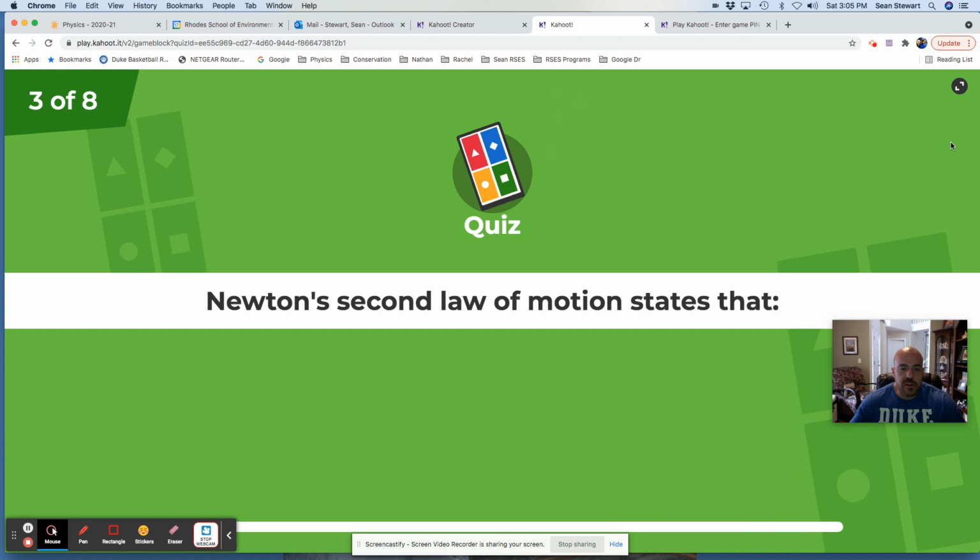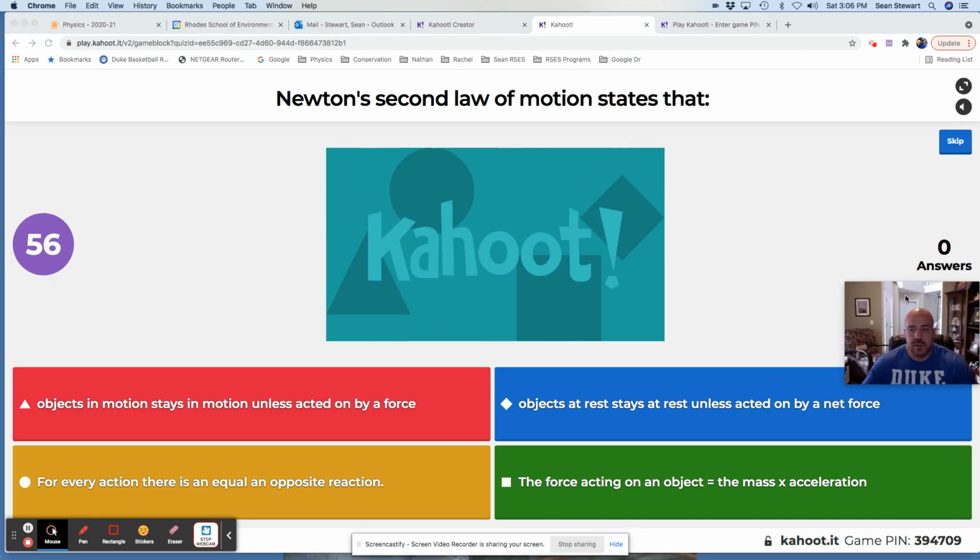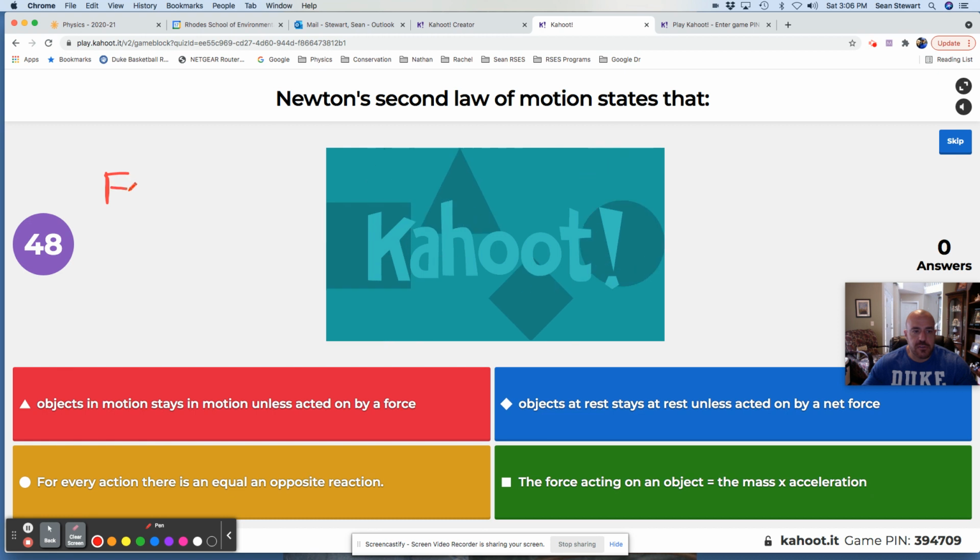Same question, worded differently. Newton's second law of motion states that what? Go ahead, press pause while you think. It's the third slide in a row we said Newton's second law is force equals mass times acceleration. So we just look, and here we go in green. Force, mass, acceleration.